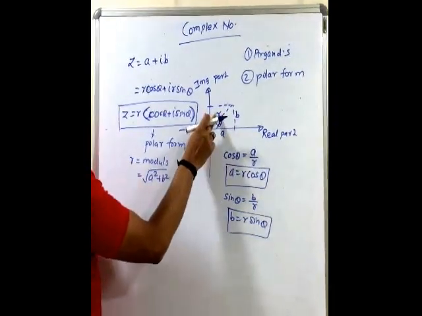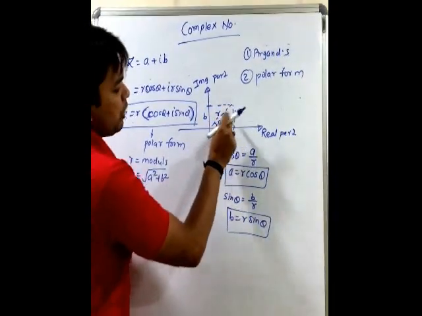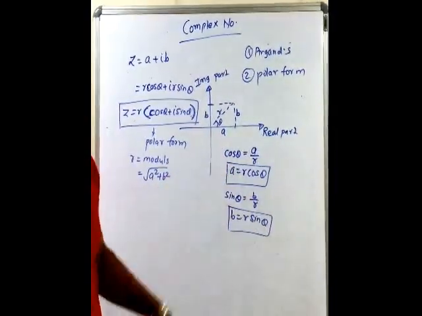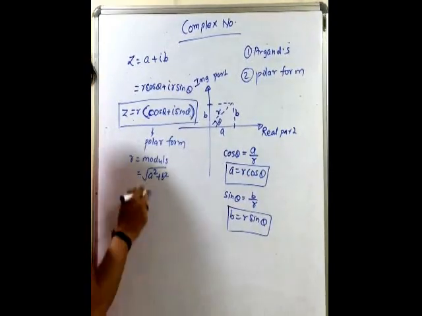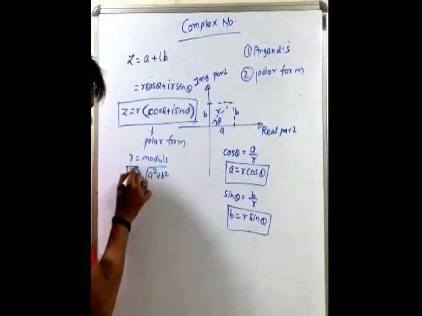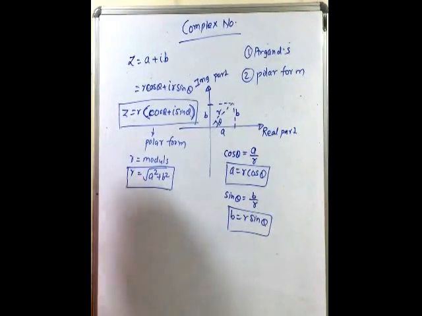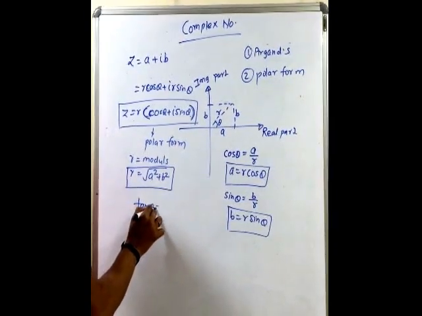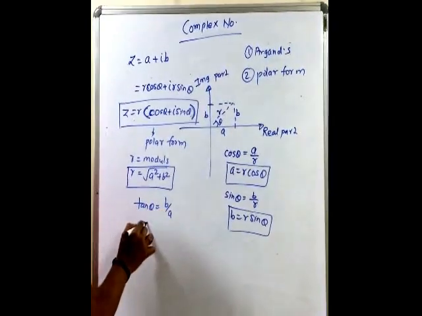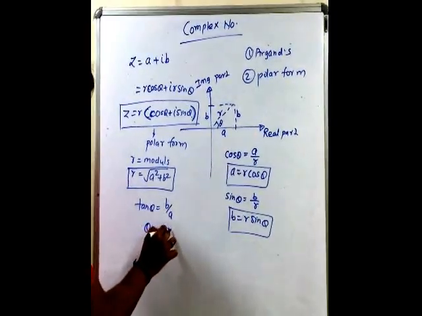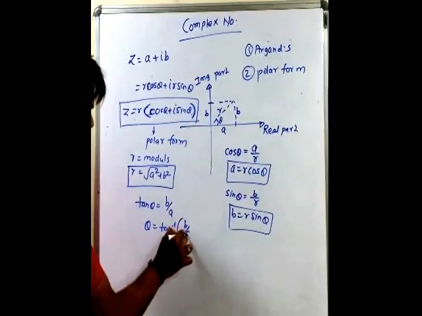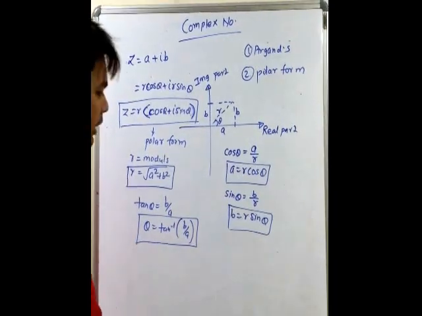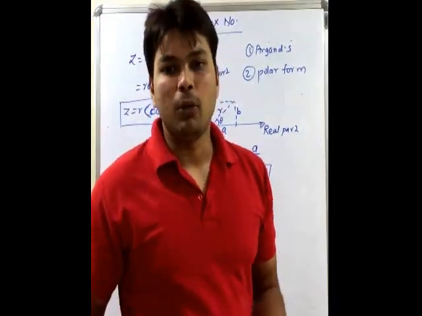You see here, from Pythagoras theorem, R square is equal to A square plus B square. Now take the square root of R square, you will get square root of A square plus B square, right? So R is equal to root of A square plus B square. If you take theta, what is tan theta? Tan theta is nothing but B upon A. So theta will become tan inverse of B by A. This is the argument of the complex number.